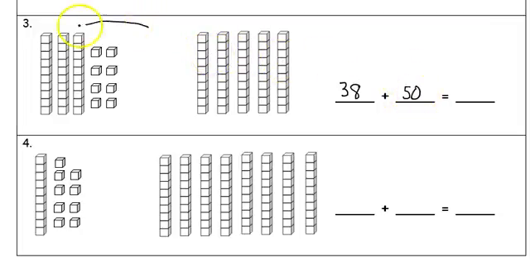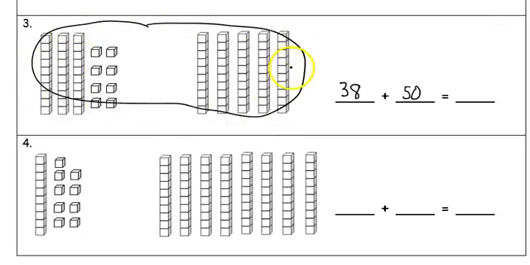If we picture this as combining everything, you would now have 8 groups of 10, or 80, plus the 8 ones. That gives me a total of 88. So 38 plus 50 equals 88.